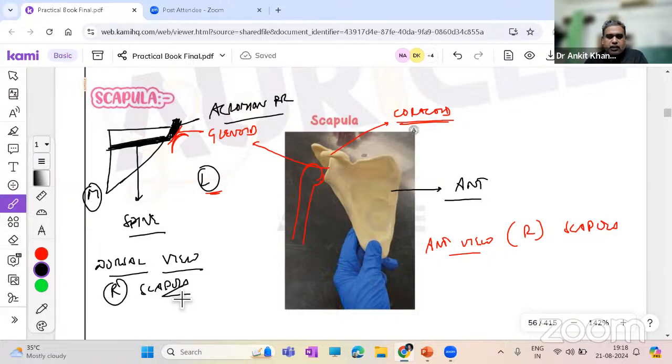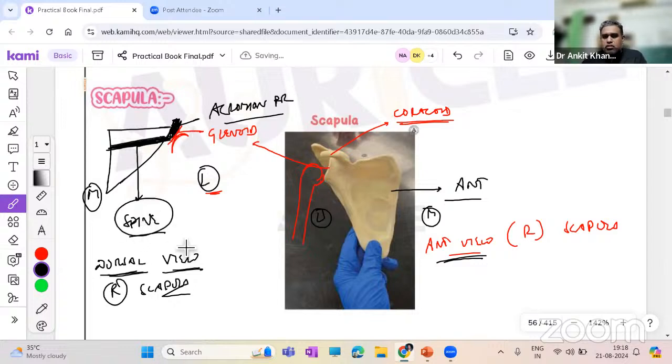So for the right scapula, this is the anterior view over here, and this is the posterior or dorsal view, because here you are seeing the spine. You'll see other images as well. So the glenoid cavity has to be on the lateral aspect. This is the lateral side over here. This is the medial side over here. The coracoid process is projecting anteriorly, and the spine with acromion is on the dorsal aspect.